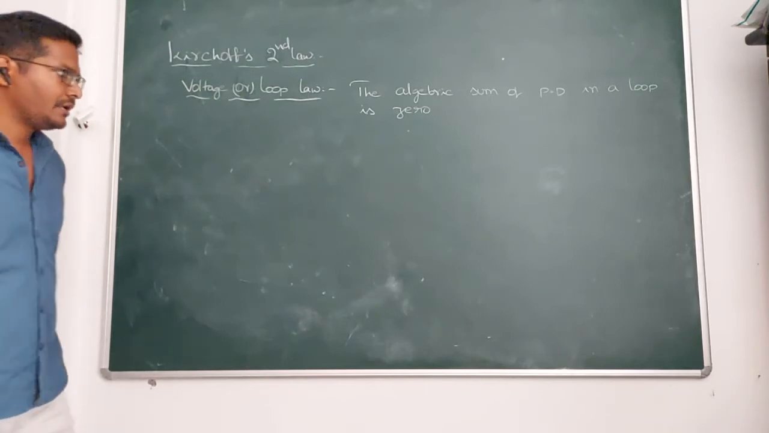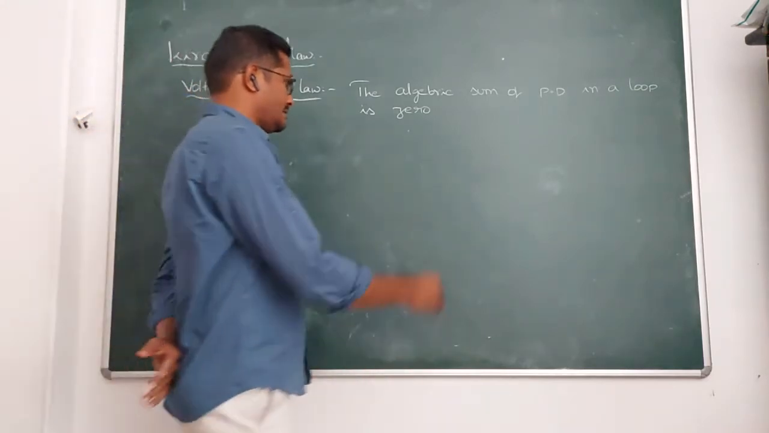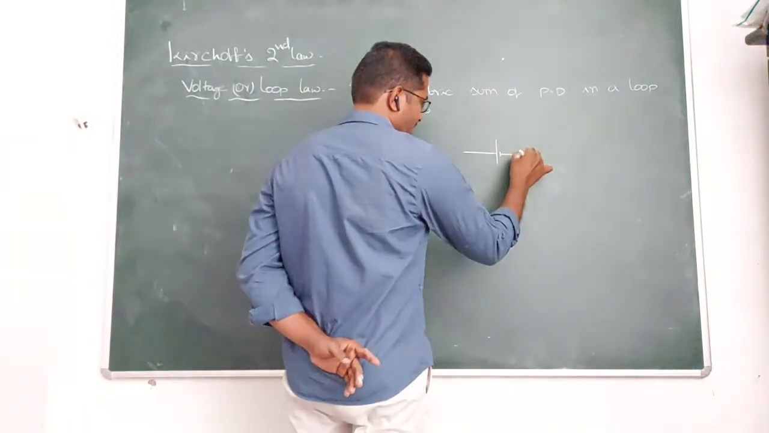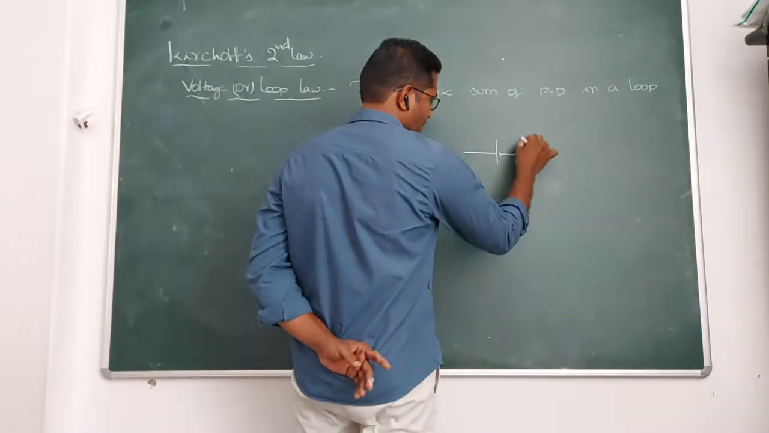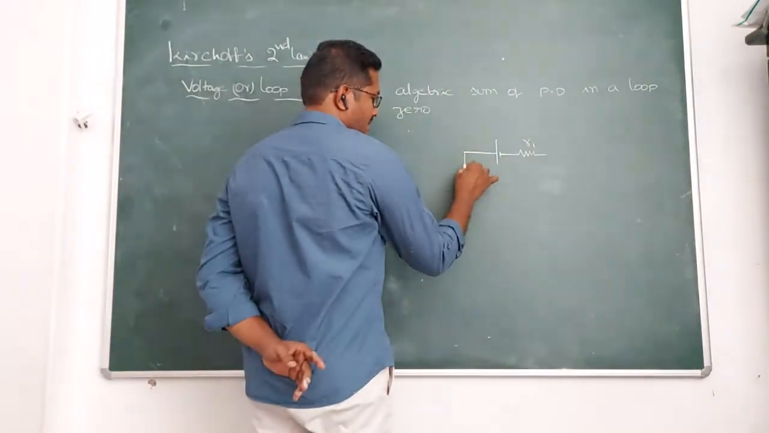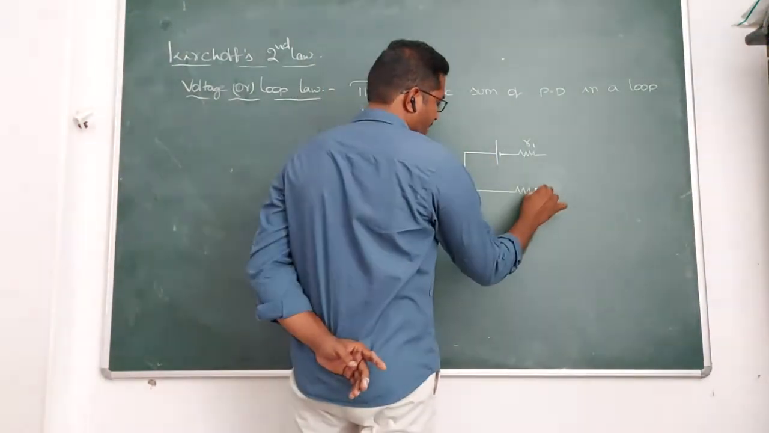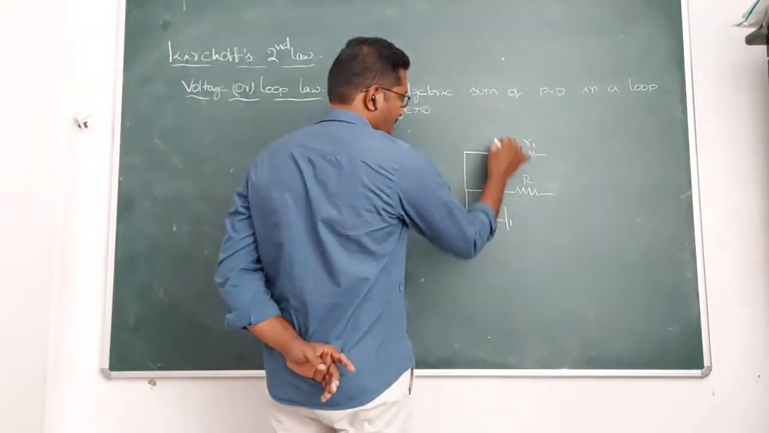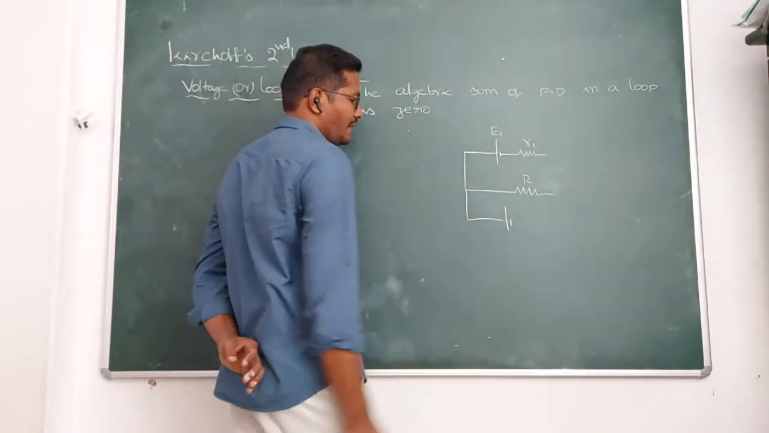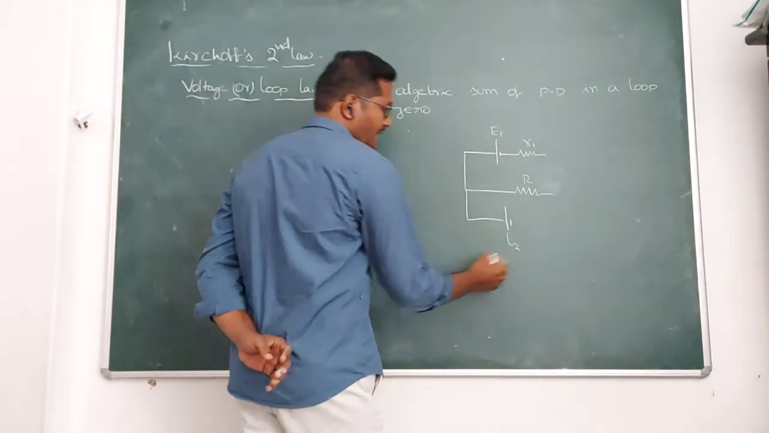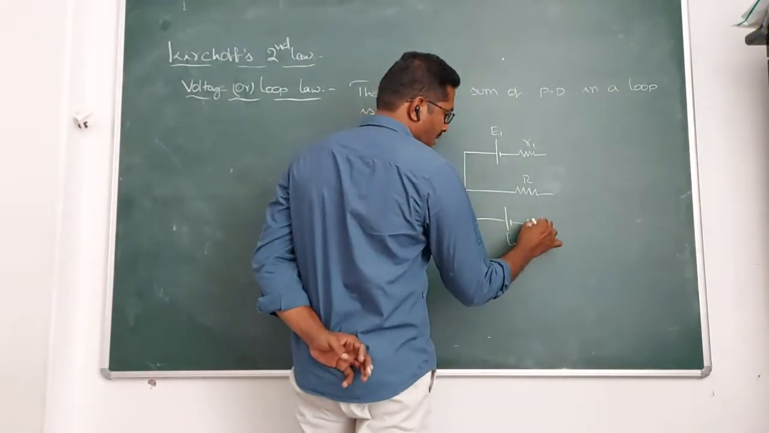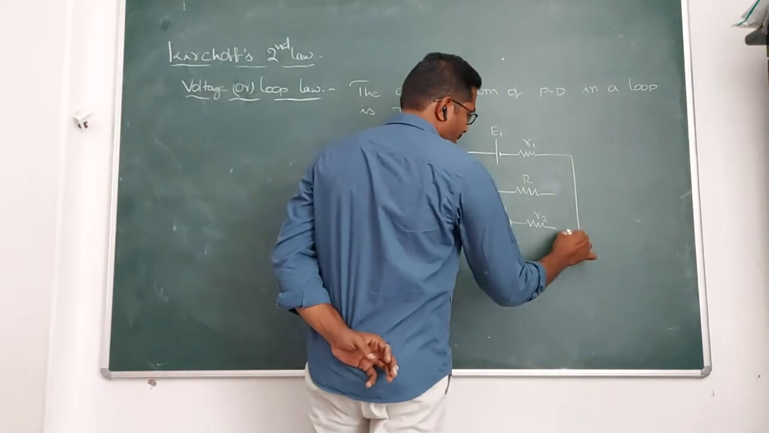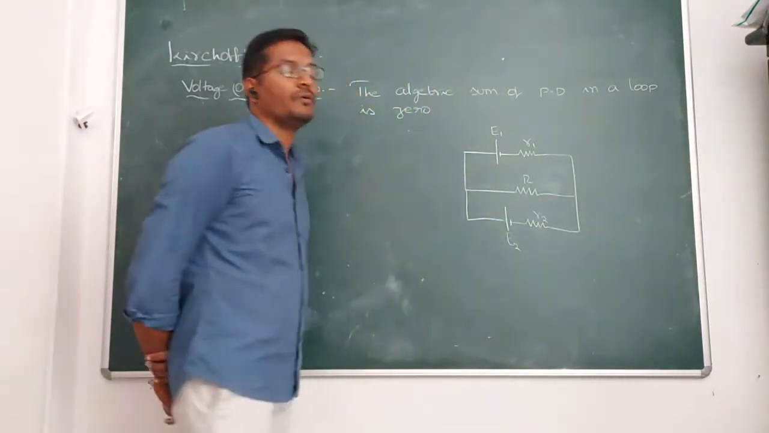Suppose you are having a loop like this. Suppose this is a battery which has an internal resistance R1 and is connected to an external resistance R, and there is another battery. This battery has an EMF E1, and this battery has an EMF E2, and it also has an internal resistance R2 and is connected here.